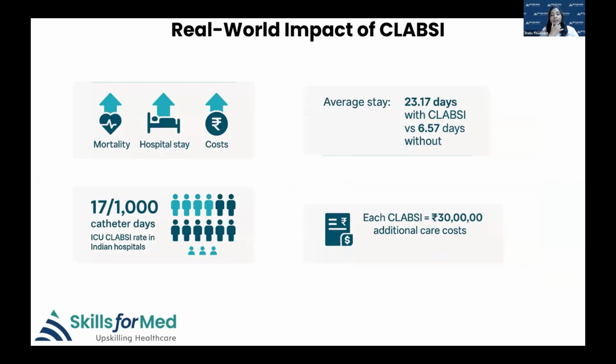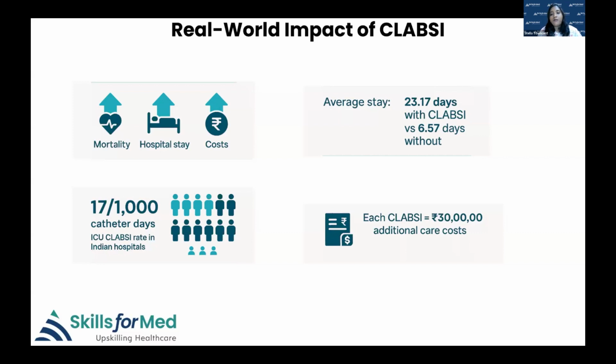So what is the real world impact of CLABSI? If a CLABSI, one of the healthcare associated infections, occurs, what actually happens to the patient? They are the sufferers in the healthcare system. There will be an increased mortality rate, and the average length of stay is going to increase. So they will obviously end up with an extended hospital stay. And third, if the length of stay is increased, they are going to pay a huge amount from their pockets than what they have planned. The cost is going to go up.